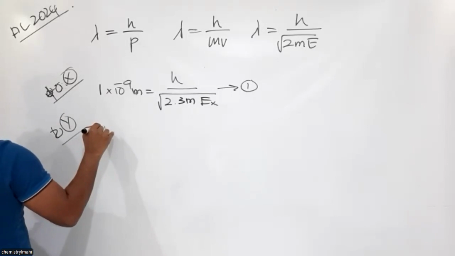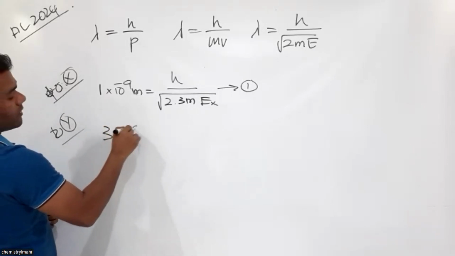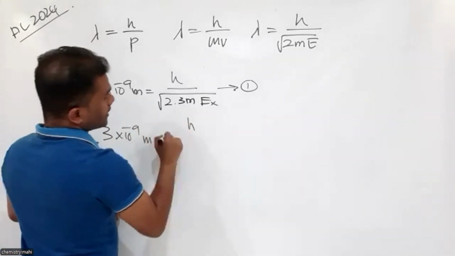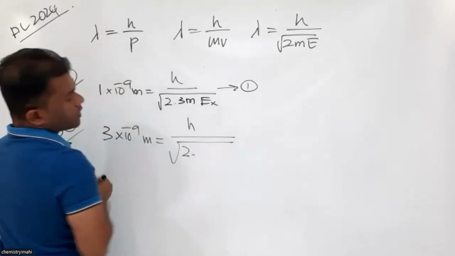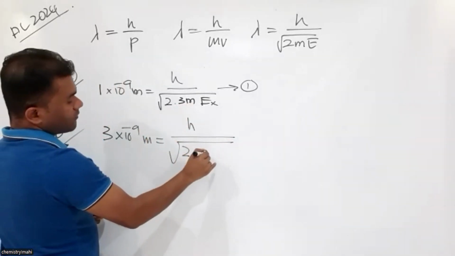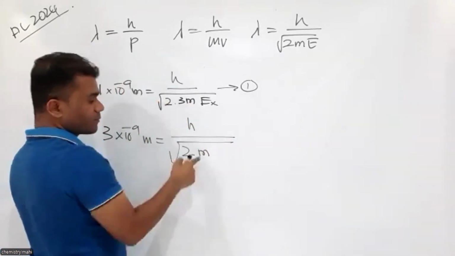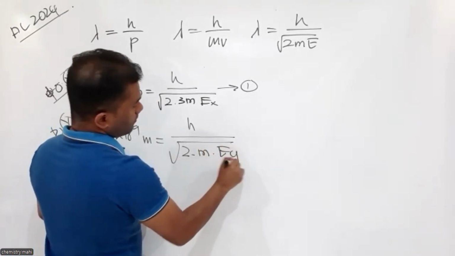Then Y wavelength is 3 nanometer, nano means -9 meter. And h here, square root 2, but I took 3M for X, so this should definitely be M, because the mass of this is 3 times this. Sorry. Kinetic energy of Y particle, I take it like EY.